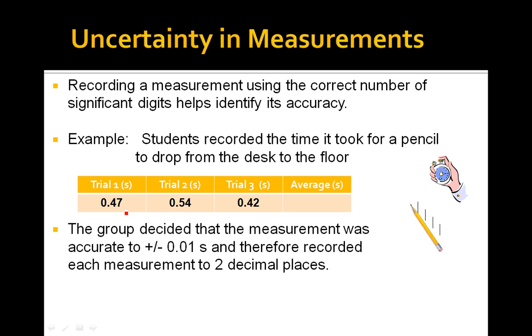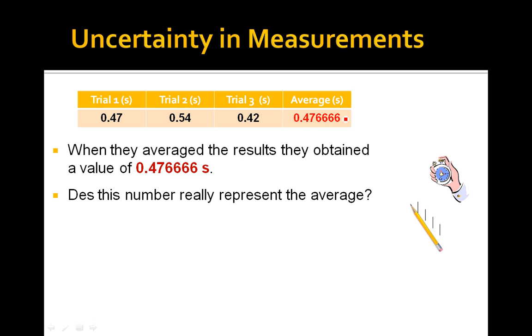In trial 1, they had a time of 0.47 seconds. The second trial was 0.54. The next one was 0.42. So there's a little bit of a range there. What they did is they averaged the results, and the value they got was 0.476666. Just by looking at that, you know that seems to be a very, very exact measurement. It's much more accurate, in fact, than the original measurements were. So you have to take that into account.